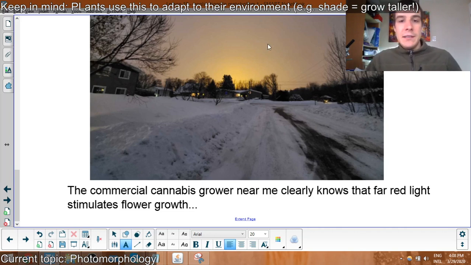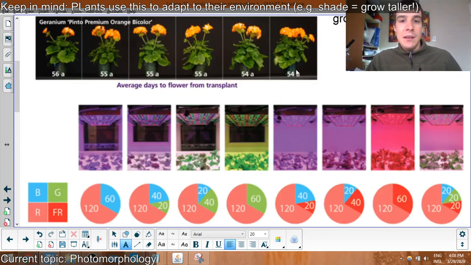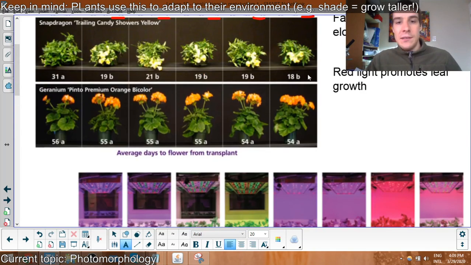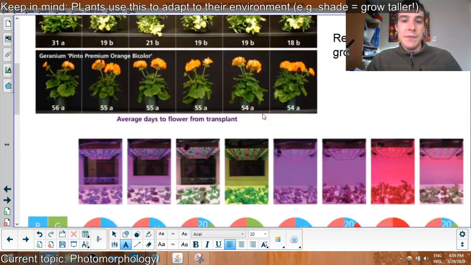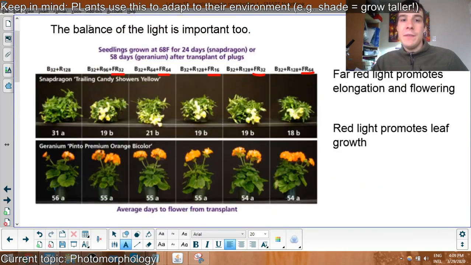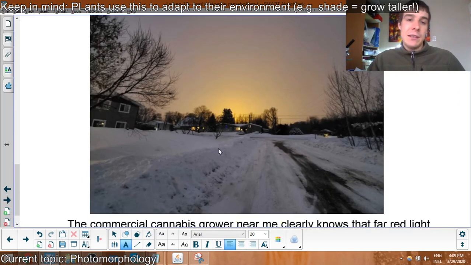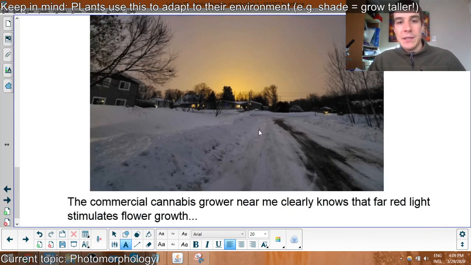Their grow lights, because they're using so much far red, look a lot like a sunset, because that's what they're trying to do. They're trying to tell the plants, hey, it's sunset. It's long sunsets, so it's springtime. Make yourself some flowers. That's what they're trying to show their plants. And they're trying to use photomorphology, the current topic, to affect how fast their plants are making flowers, to make more marijuana faster.